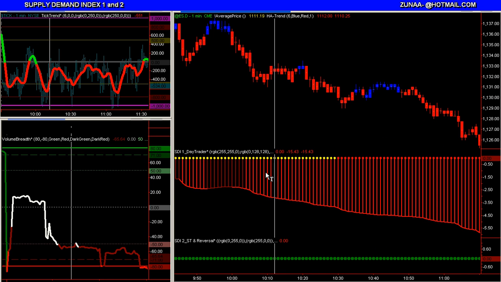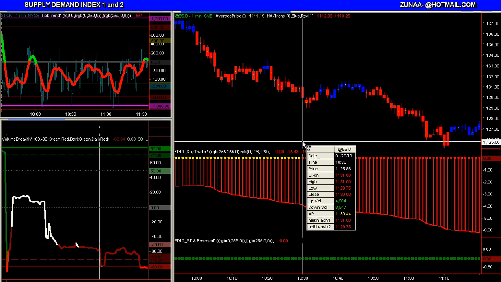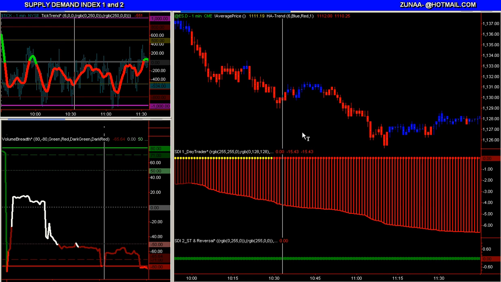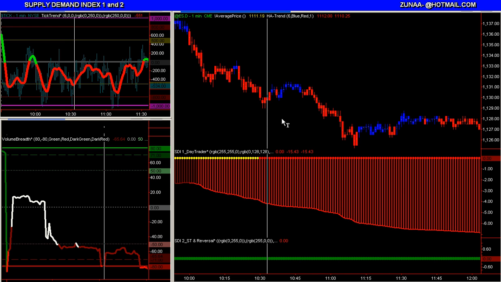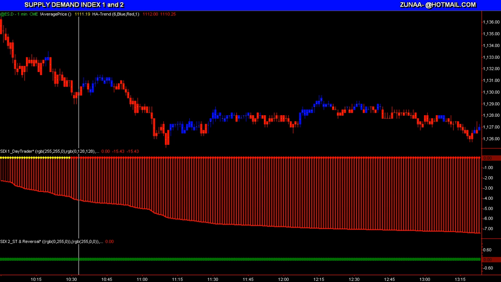This histogram is starting to print reds. We still don't have the direction of the trend yet, but we're thinking it's going to be bearish, and it is. So now it's time to sell rallies. Background is dark green, which indicates weakness in the uptrend.